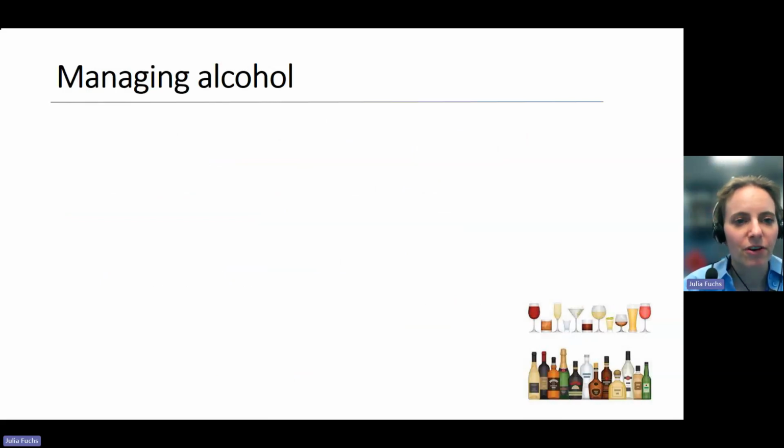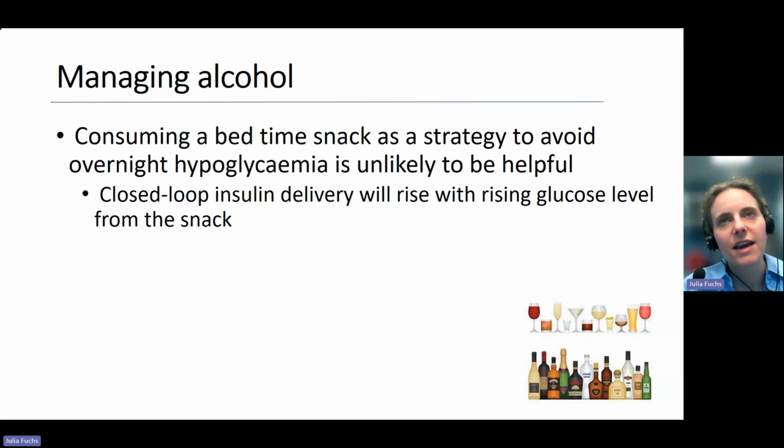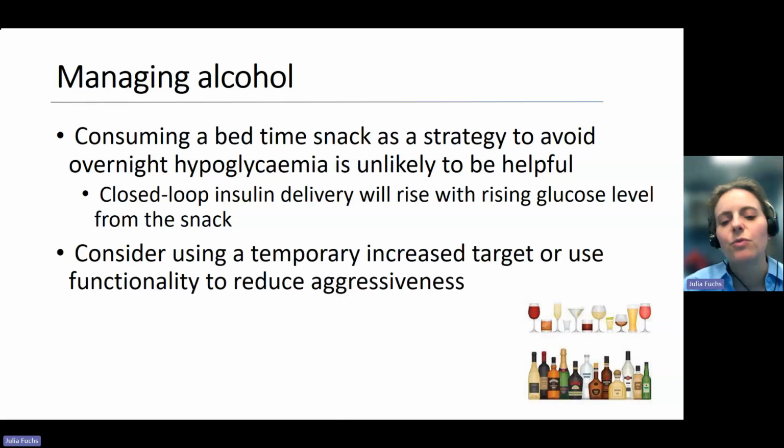Managing alcohol, very important for our young people. Similar to the exercise, consuming a bedtime snack as a strategy to avoid hypos is probably not going to be helpful because, again, you'll have that rise in glucose and closed loop will pump in insulin. So what you should do instead is use some sort of temporary increased target. So for some of the systems, that will be, confusingly, exercise mode or a temp target or ease off, whatever that mode is. That would be useful. And you could put that on all night, really. I've heard somebody else at a conference call it party mode, which I quite liked. So just remembering to counsel young people on that, because that's quite different to the advice that we would give to somebody on a normal pump or MDI.